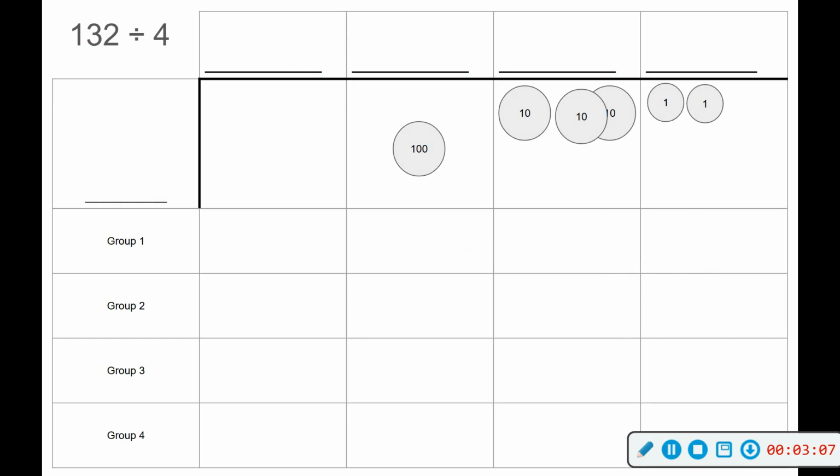I have 132 that I'm trying to put into 4 groups, which is my divisor. I then have my total, which is 132. And I'm trying to put all of those into even groups. So let's ask, are we able to take this 100 and put it evenly into 4 groups? Well, the answer would be no, because I only have one of them. And that one I can't fit evenly into every single group. I would only be able to put it into one group, but that's not fair to the other groups.